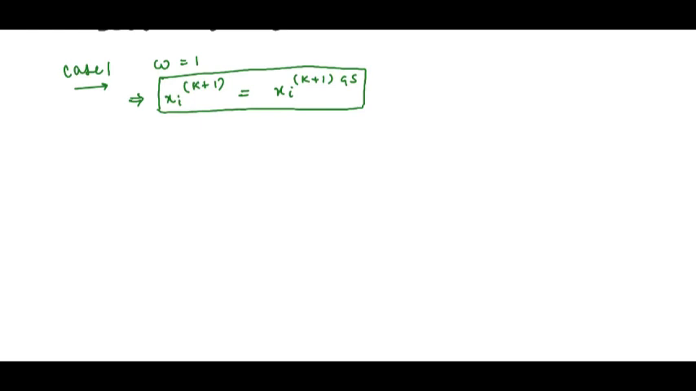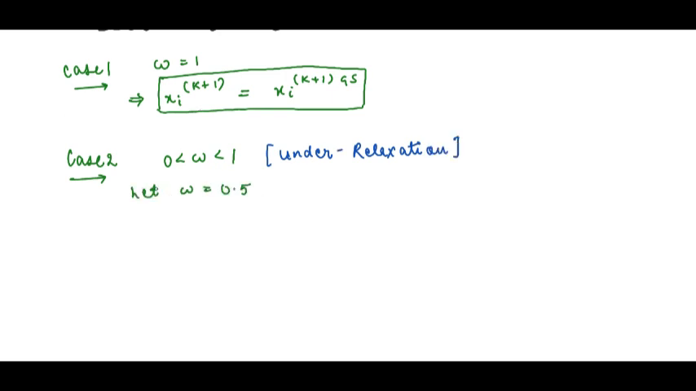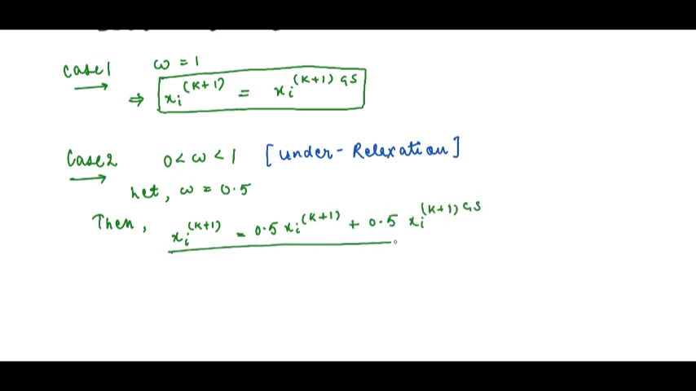The second case is omega lying between 0 and 1, and this is called under-relaxation. We deliberately move less aggressively towards the newly calculated value. For example, if I take omega as 0.5, then x_i^(k+1) becomes 0.5 x_i^(k) plus 0.5 x_i^(k+1) GS. Under-relaxation can be useful when a system is sensitive or when a more conservative update is desirable.